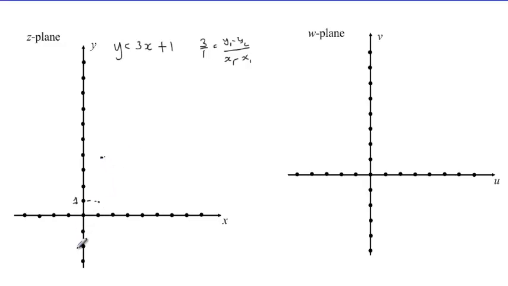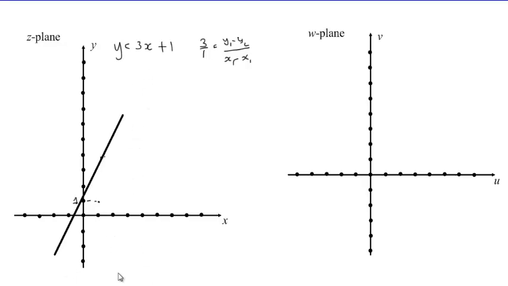Now, what we're going to have here is a line which we can plot this way. The line must pass through this point, then we rotate this a bit, and we get the line there. So this is the line y equal to 3x plus 1.